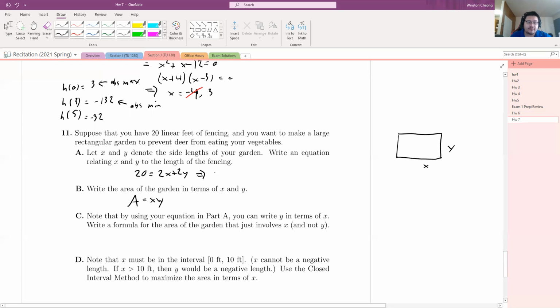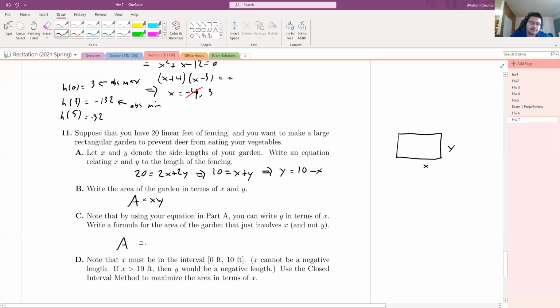So I'm going to now divide by 2, and then I can just solve for y. The reason to solve for y is because we want to get rid of the y, so we want to rewrite y in terms of x. Okay, so this is going to give us that y is equal to 10 minus x. Great. Now we can take that and replace the y here.